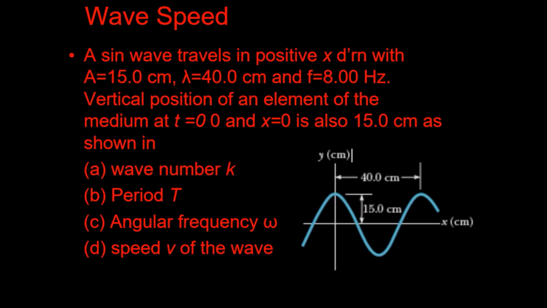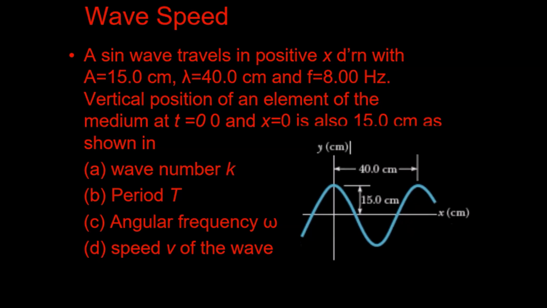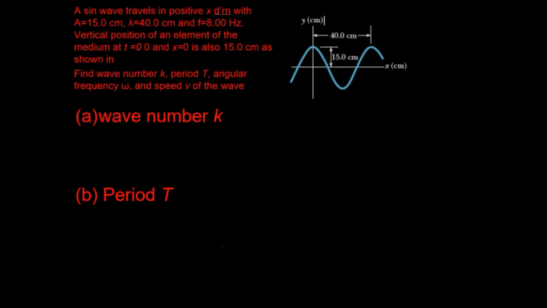So our question is, what is the wave number here, the period, the angular frequency, and finally the speed of the wave? So let's characterize this wave completely. First of all, this question wants to know the wave number. What is k? Our wave number is defined as 2 pi over lambda.